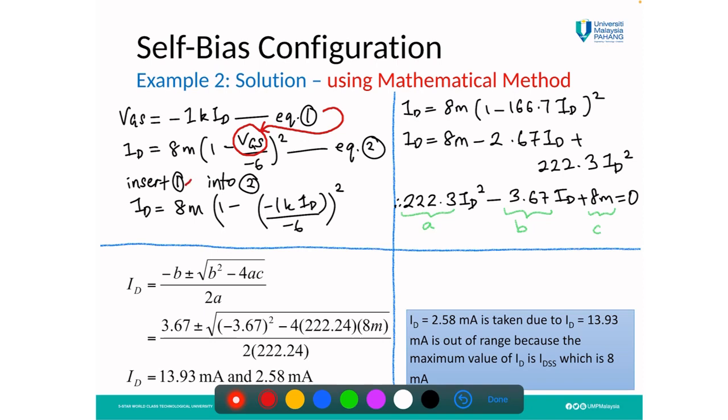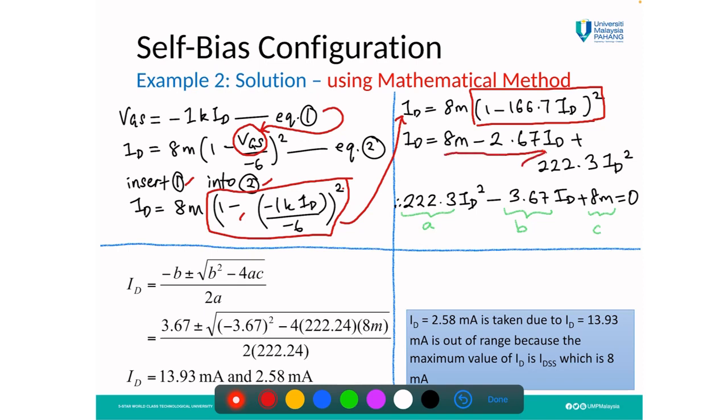After I insert equation number 1 into equation number 2, I get ID equals 8 milli multiplied by (1 minus negative 1k ID over negative 6) squared. This equation must be solved, so please expand it first. After I expand it and multiply with 8, I get 8 milli minus 2.67 ID plus 222.3 ID squared.